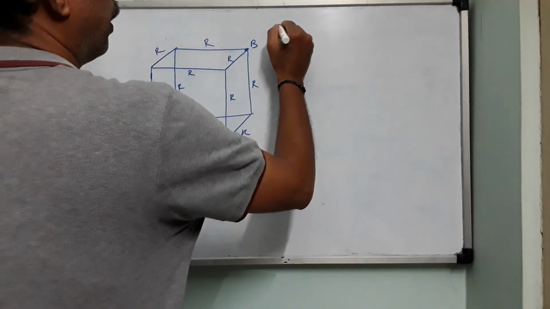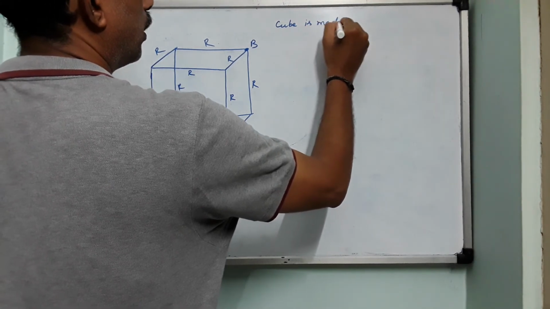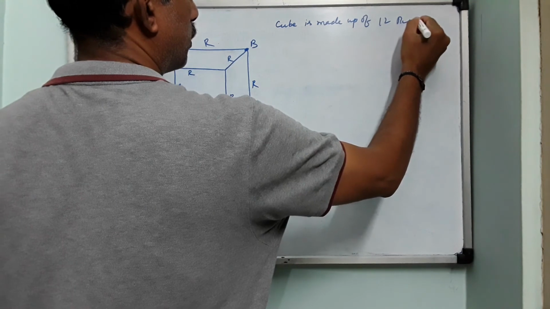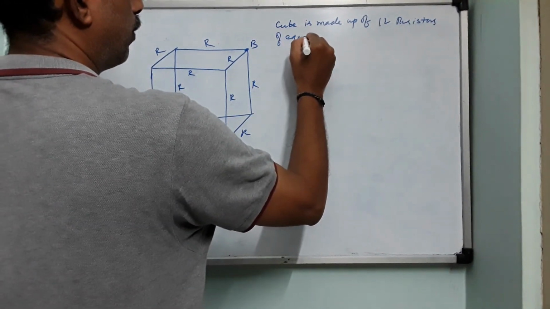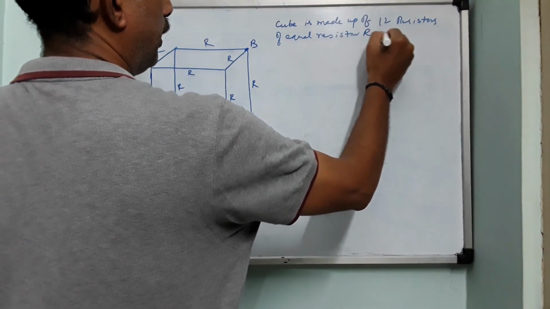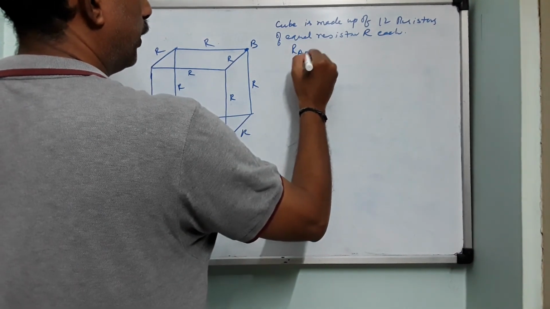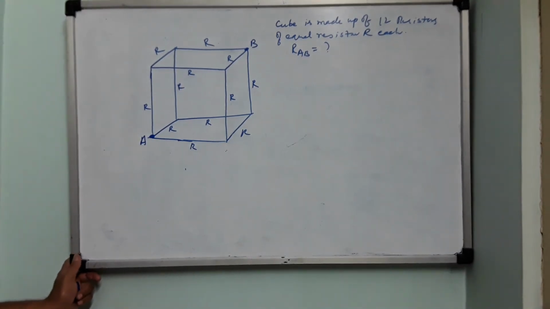So a cube is made up of twelve resistors of equal resistance R each. What is the net resistance between the two diagonally opposite points A and B?